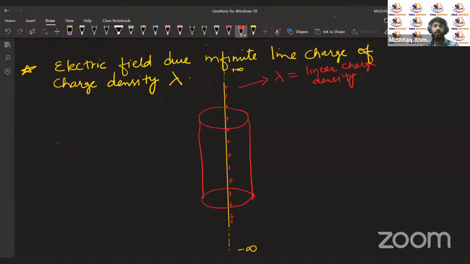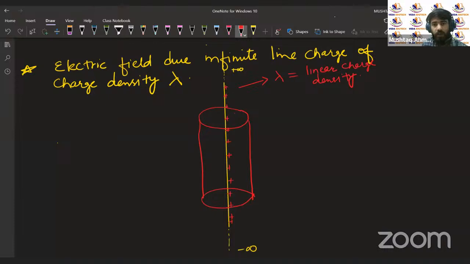Correct? We cannot use sphere here, right? Because if we use a sphere here, then the magnitude or the intensity on the surface of the sphere will be different at different points, right? It's only the cylinder in this case which will give us the same electric field strength on the surface of the cylinder, right? Otherwise, if we use a sphere as the Gaussian surface, then that will not be symmetrical, right? There will be different electric field intensity at different points on the surface. So we'll not be using a spherical Gaussian surface for this infinite line charge density, right?